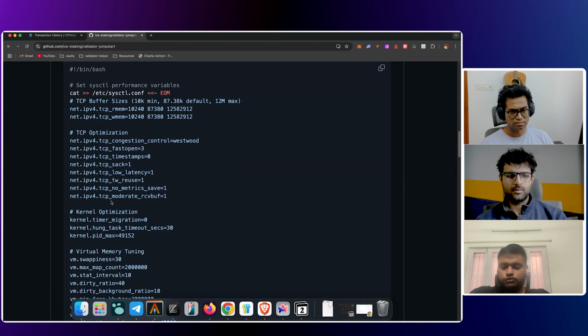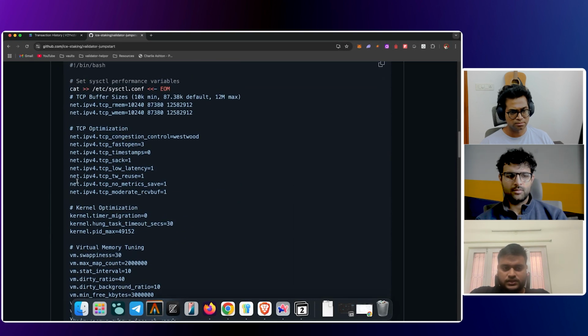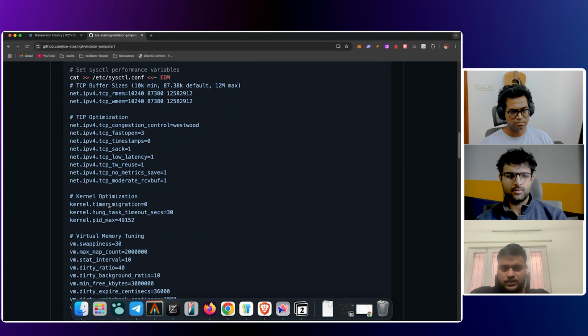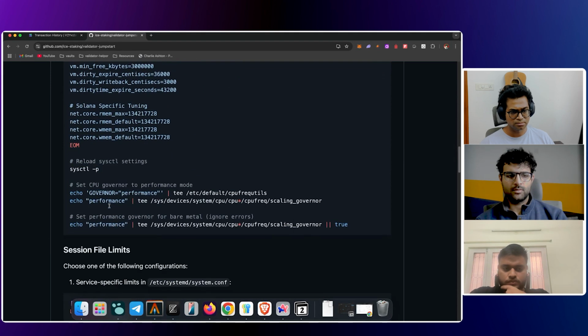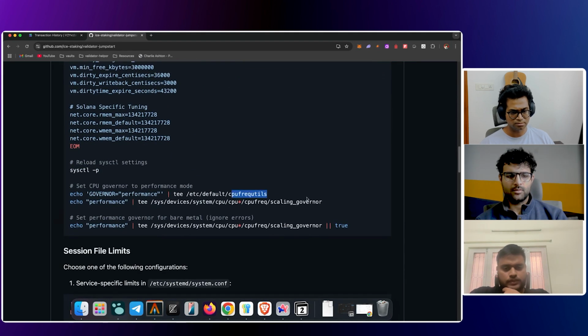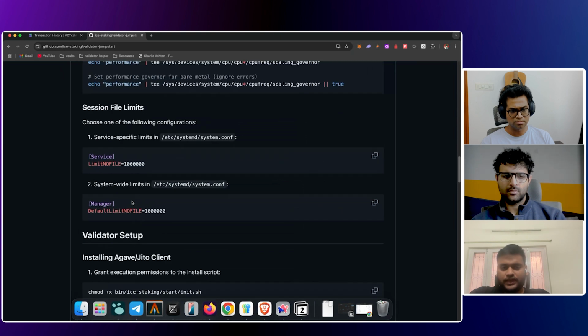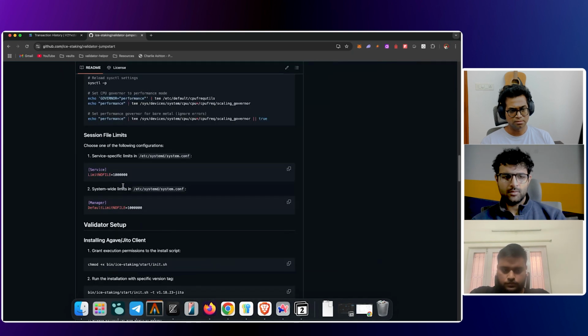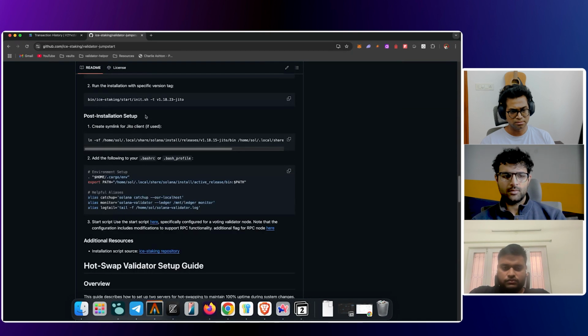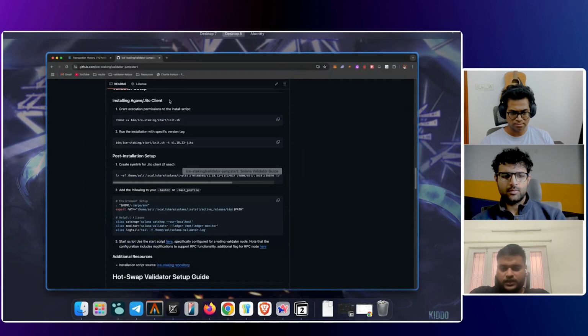I've already done this, but you have to change a few network configs, basic general TCP stuff, and you have to set your CPU and move everything to performance mode. So it's basically overclocking. And you also have to do some file-specific stuff, like the file limit. You can do either one of them. There's a few extra things, but we can skip that.